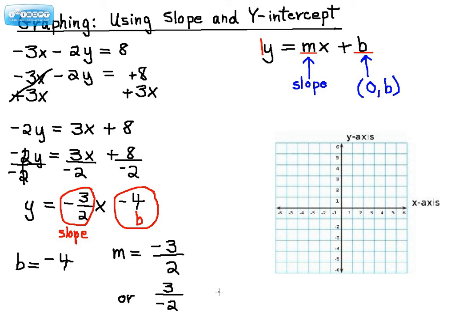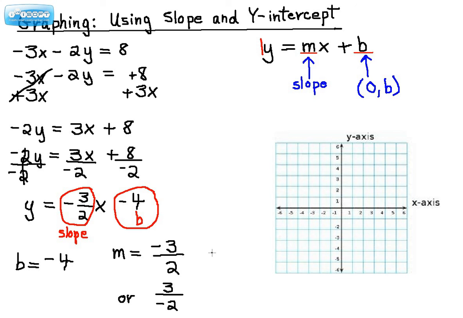Another way to remember how to graph is think of b as where you begin. You always begin by making a point on the y-axis at the y-intercept, which is at negative 4, or the point (0, negative 4). Your m, the slope, tells us how to move, and our slope always has a rise and a run.